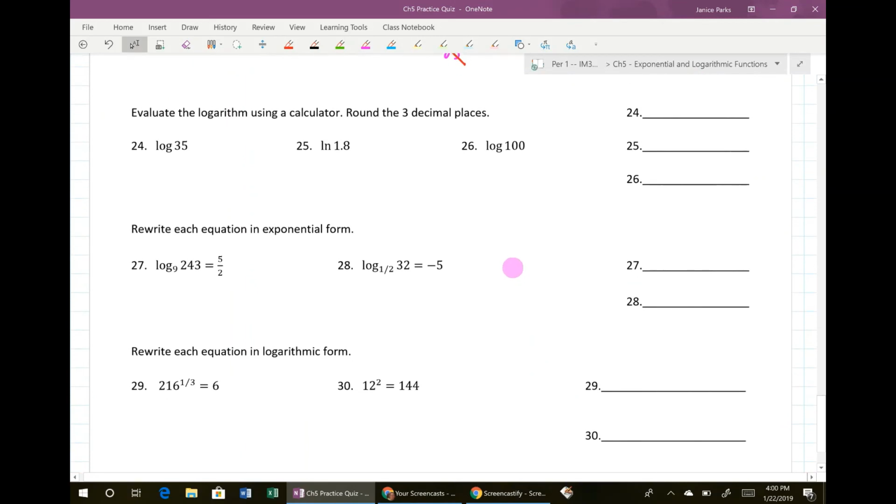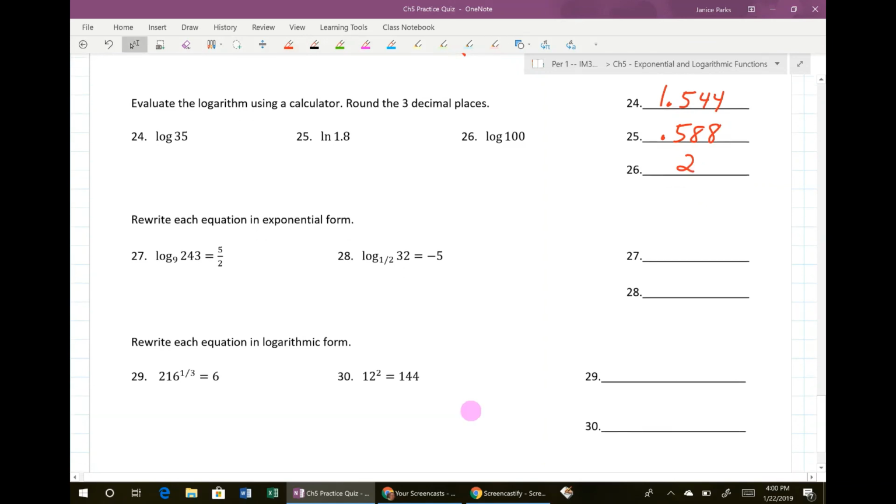24, 25, and 26, those are just numbers that you're going to put in the calculator. 3 decimal places means 3 numbers after the decimal. So for number 24, it's 1.544. You're just putting log of 35 in your calculator. For 25, it's 0.588. And make sure you round correctly. And for 26, it's 2. It's exactly 2. There's no rounding there.